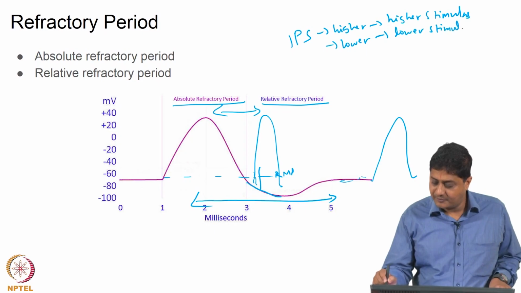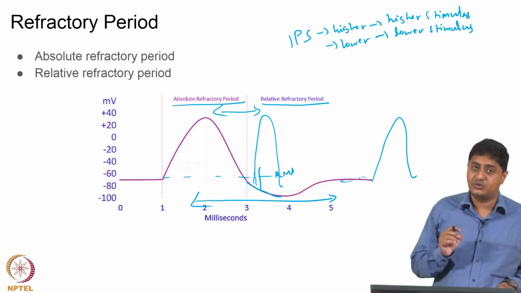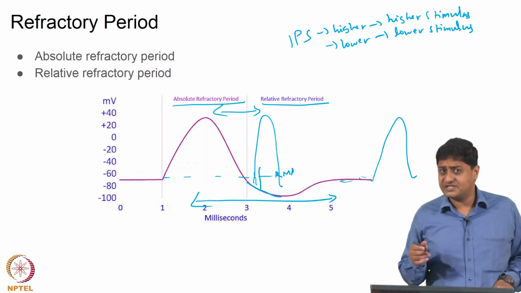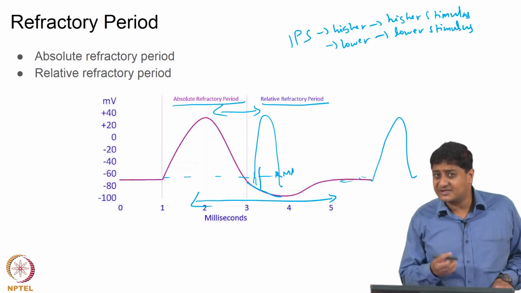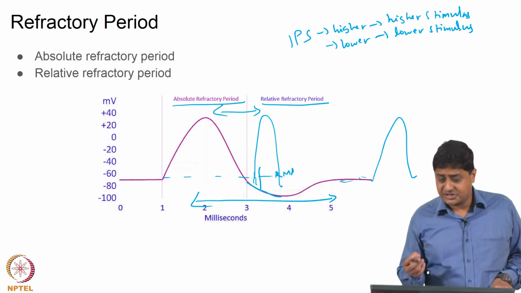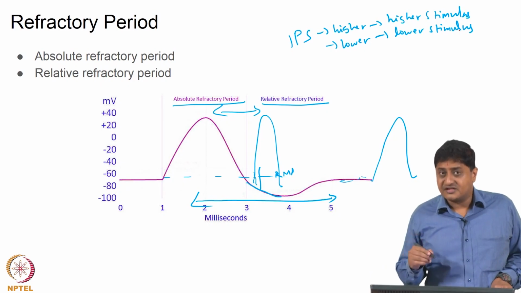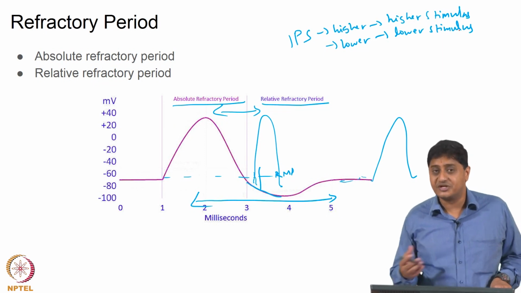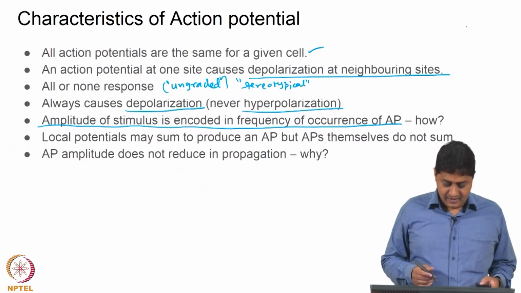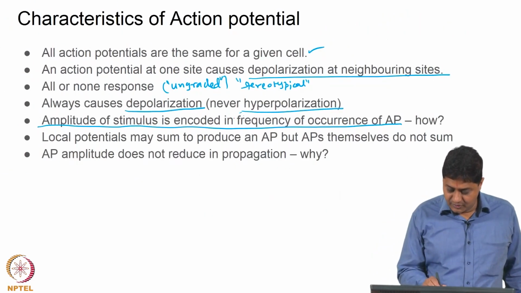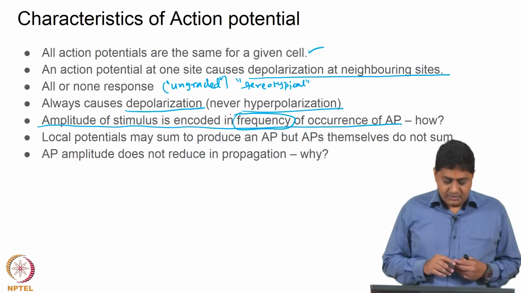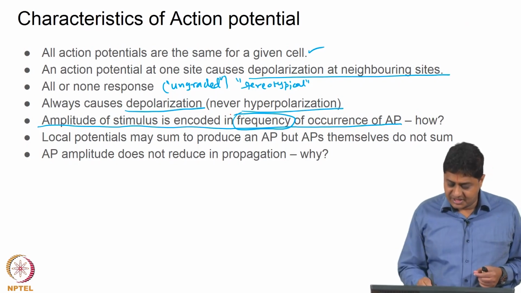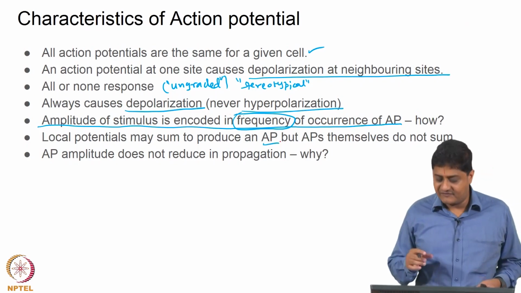In graded potentials we saw that depending on the stimulus amplitude the response amplitude changes. In action potentials the response frequency, or the number of pulses per second, changes in response to stimulus amplitude change. Okay. So, the amplitude of the stimulus is encoded in the frequency of occurrence of action potentials. Several local potentials or graded potentials can sum and cross the threshold and produce an action potential, but two action potentials cannot add with each other.